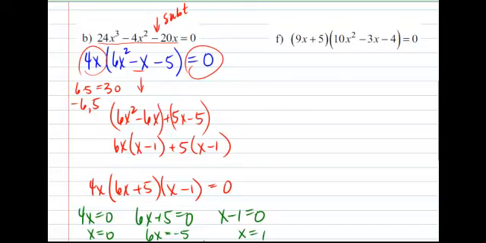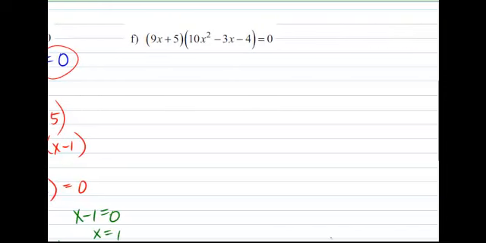And let's practice that one more time. Okay, this time I have a binomial times a trinomial. It's all equal to 0. So I'm going to take the first binomial. Actually, I'm going to leave that one. I'm going to factor the second trinomial.